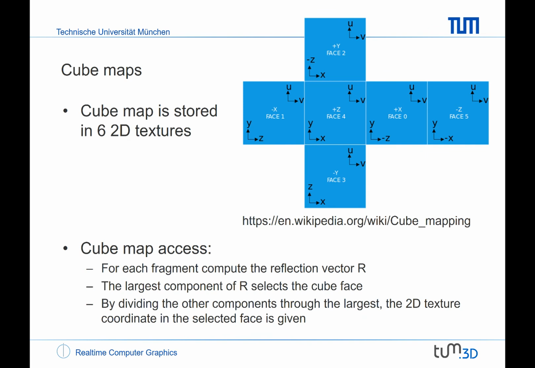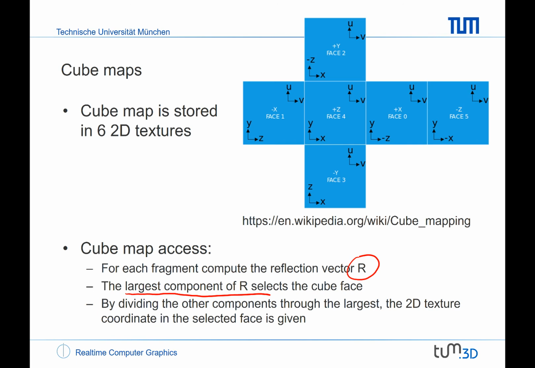So now how do we actually access the cube map? We have said we want to base the cube map access on the reflection vector R. If we have a reflection vector R, we know how to compute it, and we will also show this on the next slide. The vector R is a 3-component vector with an X, a Y, and a Z component. And now I think it's clear that the largest component of that reflection vector R selects the cube map face.